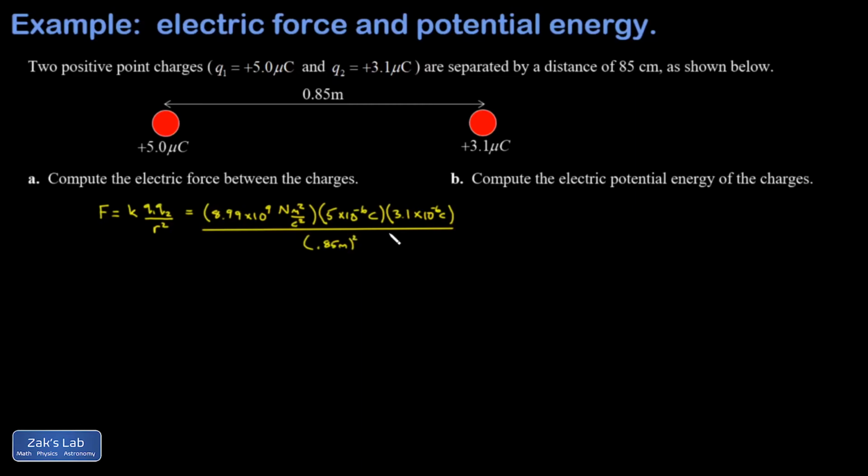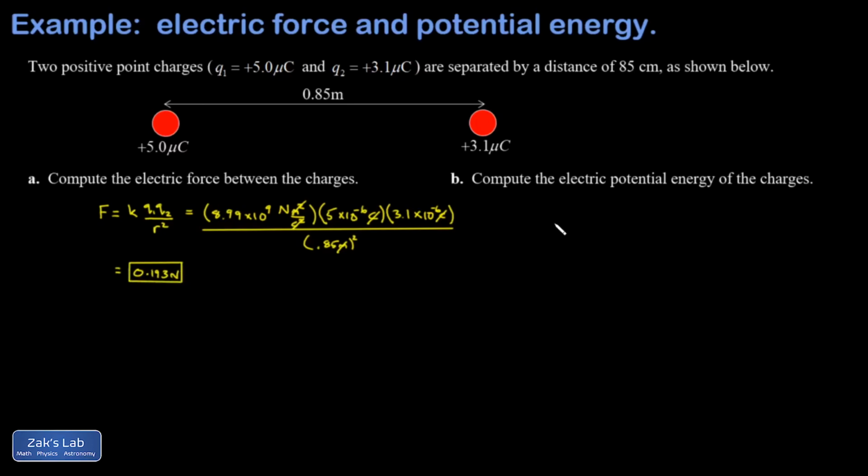So let's take a look at the units real quick. Those strange units on K are just set up to make it so newtons pop out of this. The Coulomb squared cancels one factor of coulombs out of each charge. The meters squared in the denominator is going to cancel the meters squared in the numerator, and I'm left with newtons, so this is good. When I crunch the numbers on this, I get 0.193 newtons.